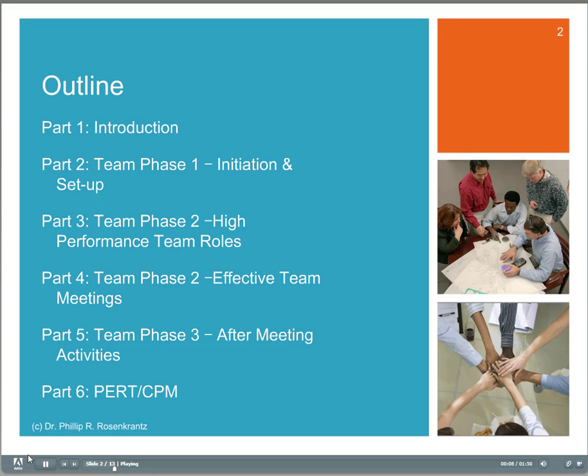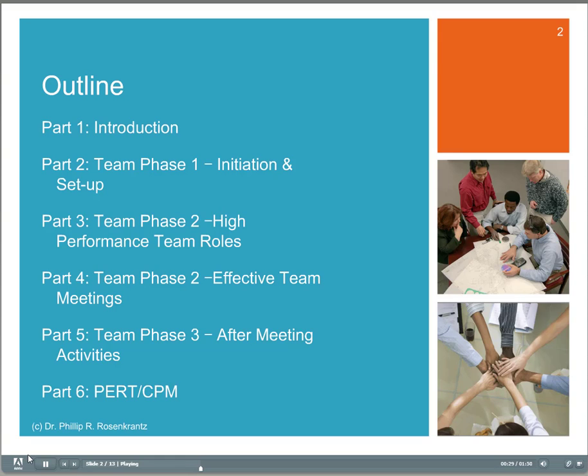Part 1 is going to be some introductory material about teams and some of their historical problems. Also going to introduce the high-performance team model. But then in parts 2, 3, 4, and 5, that's where we're going to discuss the high-performance team model.